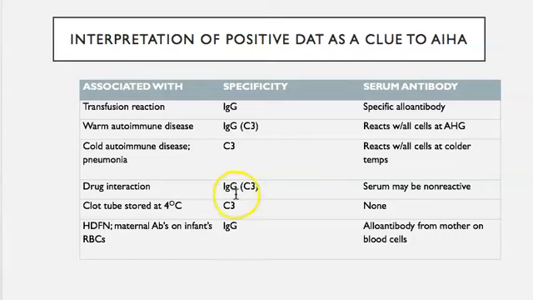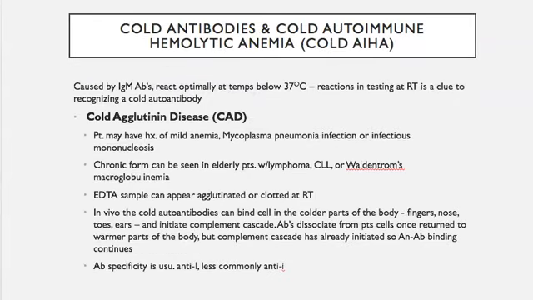If it's due to a drug reaction, again, it could be IgG or complement. A serum may be non-reactive. If you've got a clot tube stored at 4 degrees Celsius, it's going to be due to complement. You won't see any reactivity with the serum. And then if it's due to hemolytic disease of the fetus and newborn, where you've got maternal antibodies on the infant's red cells, this is going to be due to IgG. So this is an allo antibody from the mom on the baby's red cells.